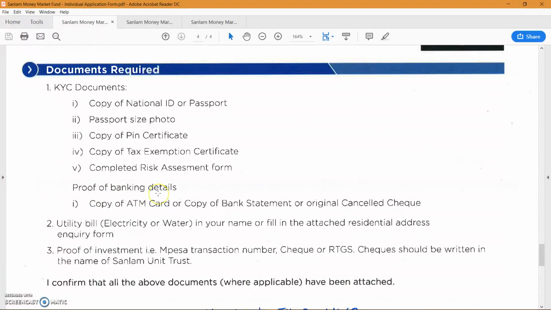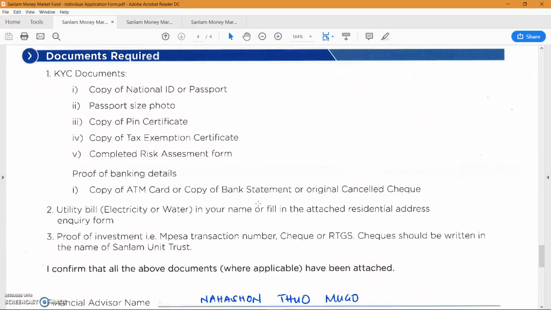Then you'll need proof of your banking details. So this can be a copy of your ATM card. I recommend that you only copy the top page or the top part of your ATM for safety purposes, or provide an original cancelled check or the copy of your bank statement.